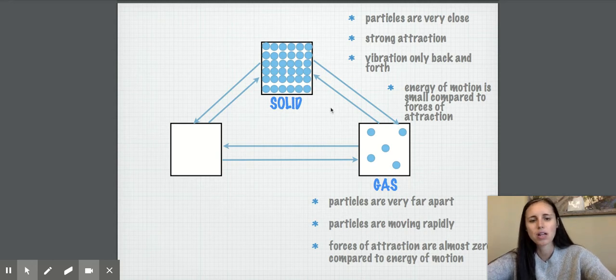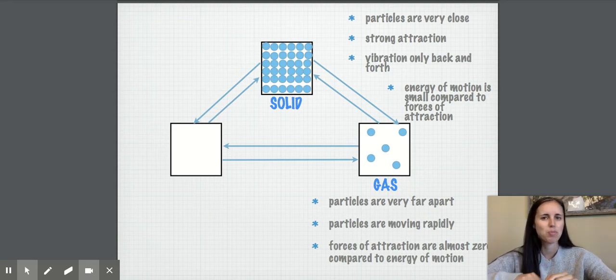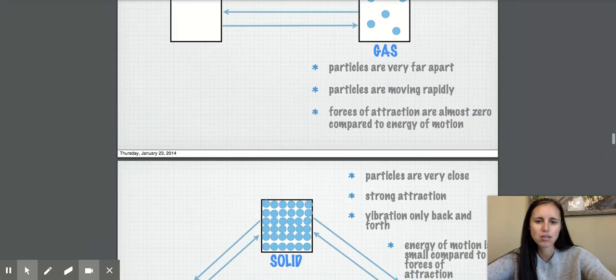So to go from a solid to a gas, your particles are then going to be very far apart. They're going to be moving rapidly, and the forces of attraction are going to be almost zero. So you're going to take very tightly packed particles, and you're going to add so much energy to them that they start zooming around real fast. They move apart. They're bouncing off the walls.